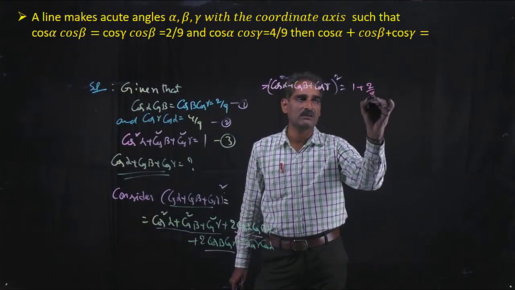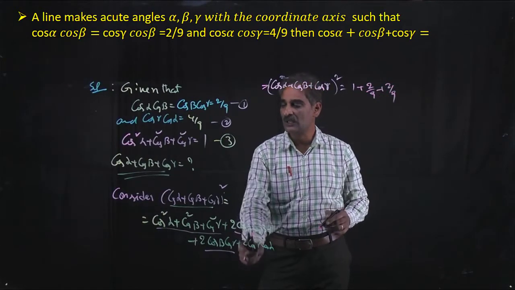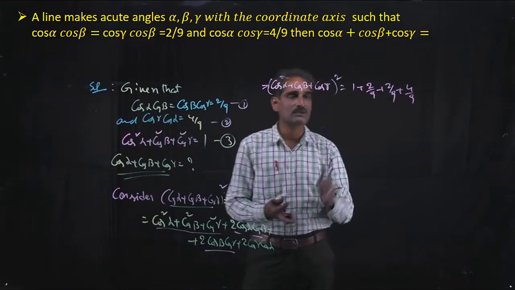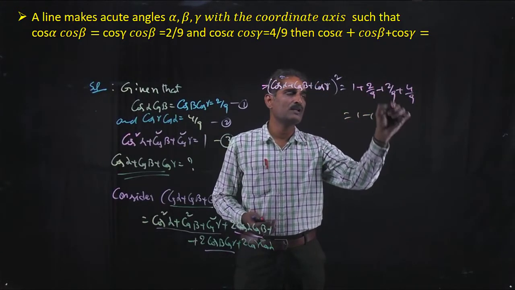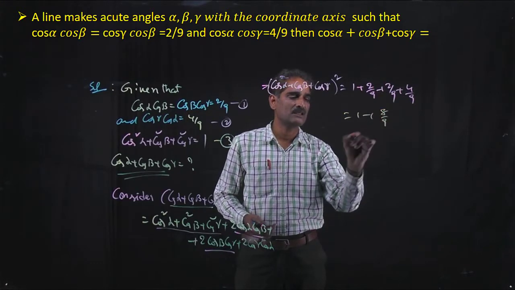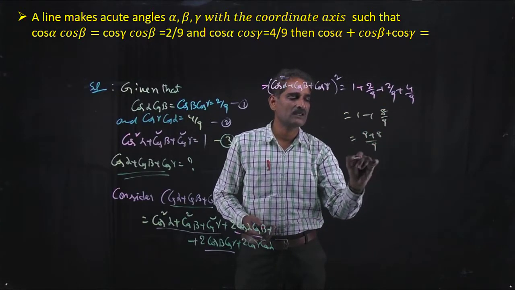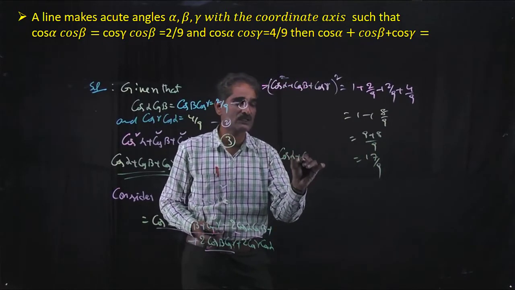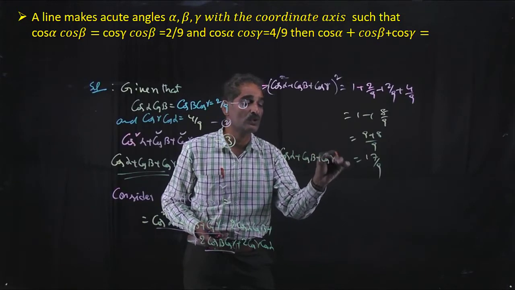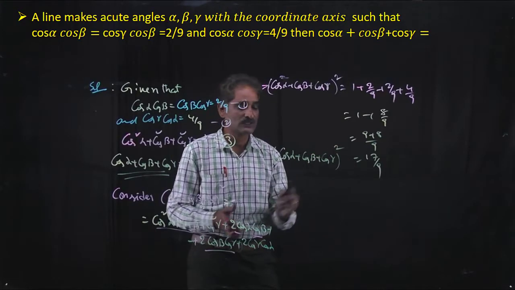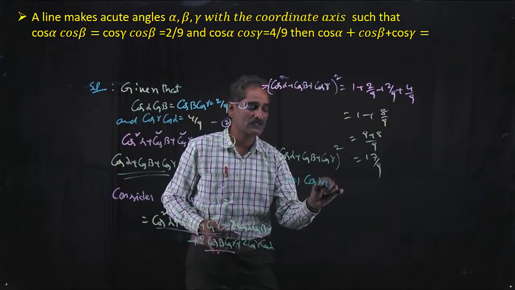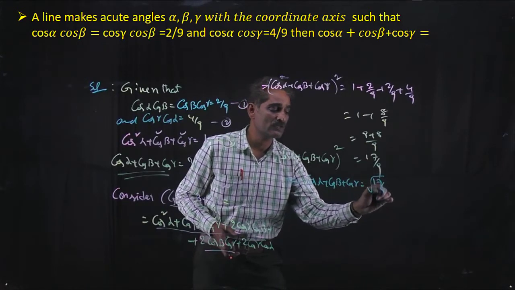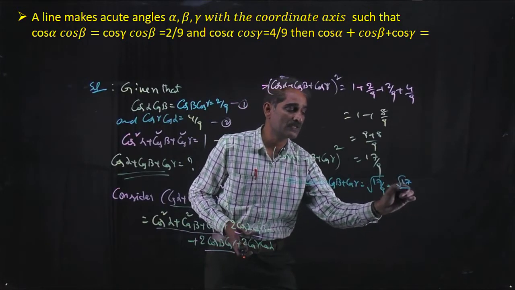Therefore 2 by 9 plus 2 by 9. What about the last expression value? 4 by 9. So now from this you can write 1 plus 2 by 9, 2 by 9, 4 by 9, that is 8 by 9. That is equal to 9 plus 8 by 9, which is 17 by 9. This is the value of (cos alpha plus cos beta plus cos gamma) whole square. Now from this, the value of cos alpha plus cos beta plus cos gamma is root of 17 by 9, that is root 17 by 3.